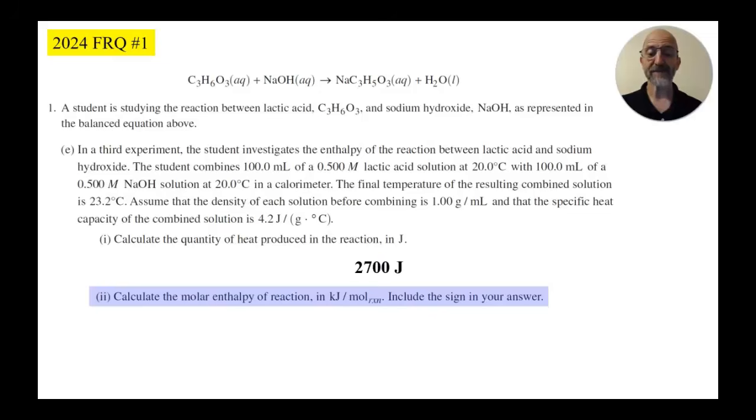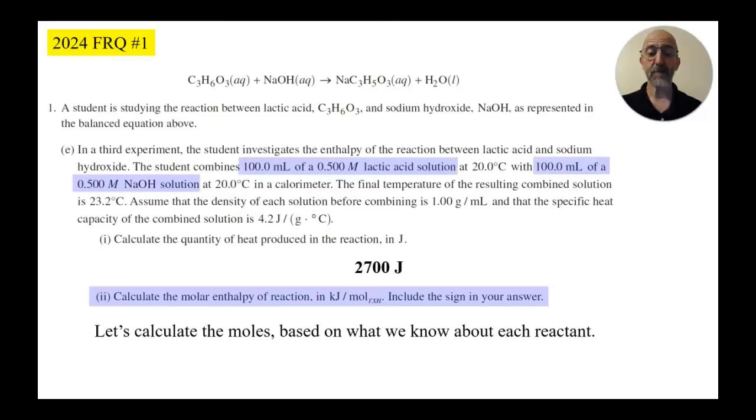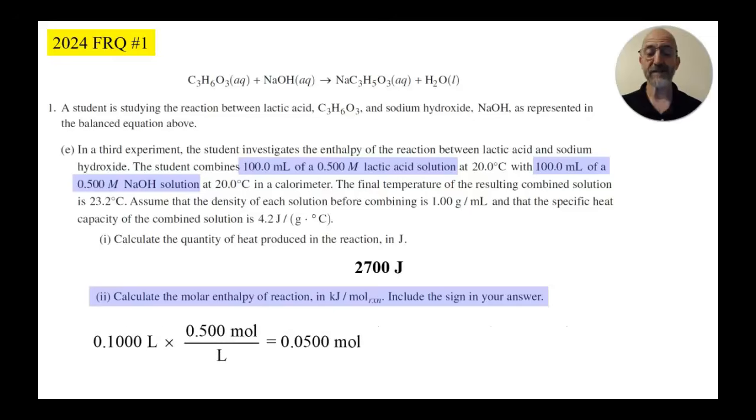Well, there it is. The next part of this question is calculate the molar enthalpy in units of kilojoules per mole of reaction. Include the sign in your answer. Now, what I'm doing is I'm multiplying volume times molarity, and that would be 100 milliliters, or 0.1 liters, times 0.5 moles per liter. Now, I'm going to calculate the moles because volume in liters is 0.1, molarity is 0.5 moles per liter, and so 0.1 times 0.5 is 0.05.